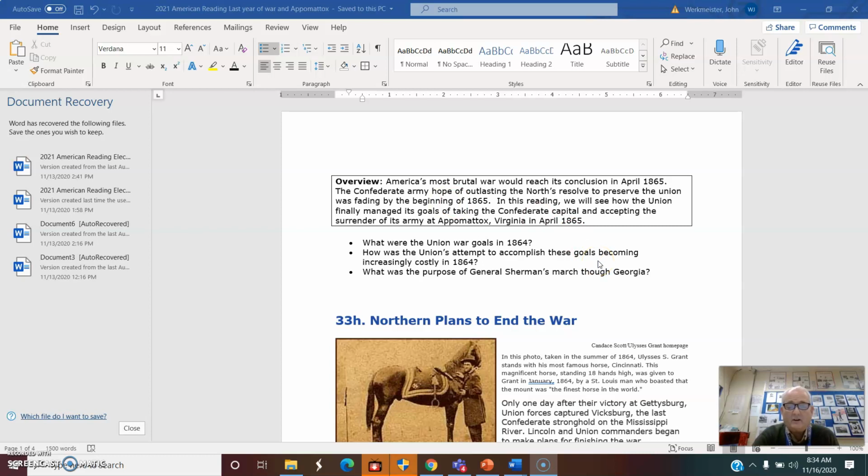So we're taking a look at this. We've already known that the Confederacy only had to outlast the Union, and we're looking at its brutal conclusion. So we have some questions here too. What were the Union goals in 1864? And how was the Union's attempt to accomplish these goals becoming increasingly costly in 1864? And what was the purpose of General Sherman's march through Georgia?